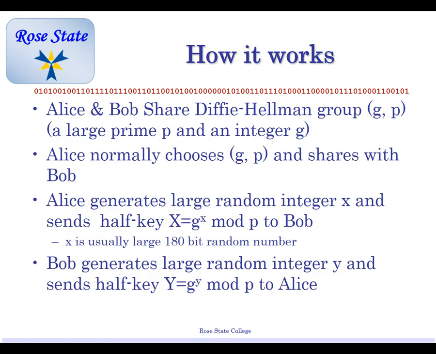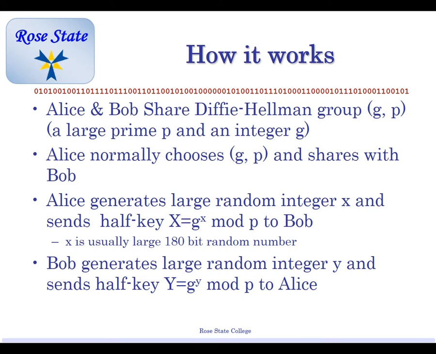We have Alice and Bob. They share a Diffie-Hellman key group, a large prime number P, and an integer G. Alice normally chooses P and G and then shares them with Bob. Okay, this will make sense in a minute. Alice generates a large random number X and sends the half key to Bob, and Bob does the opposite, generates a large random number Y, and sends the half key apart.